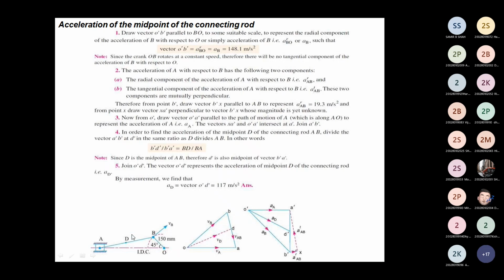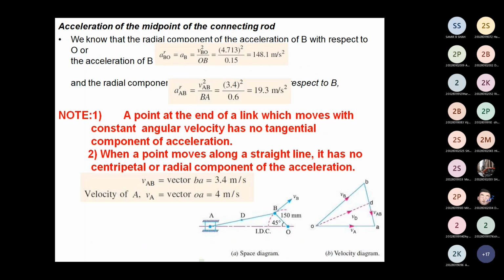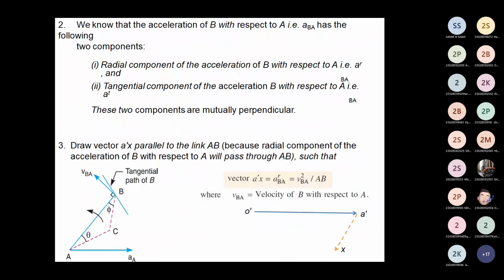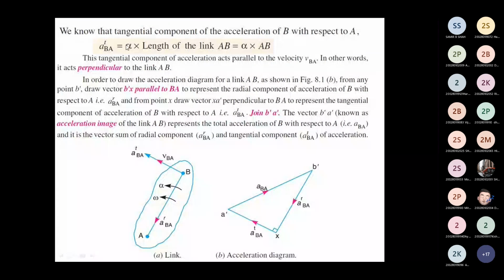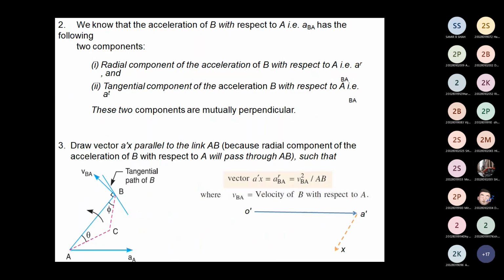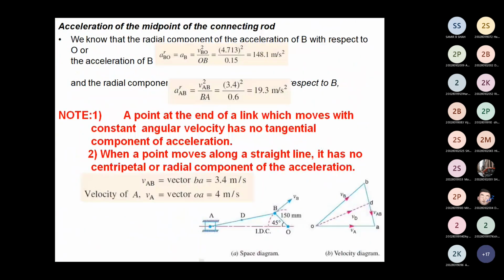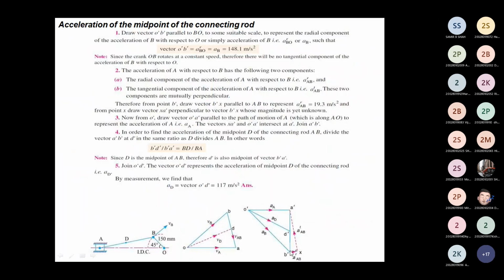Now you have to draw the tangential part, which is perpendicular to the space diagram. We know the end point of the radial part of AB, so B dash X, which is 19.3, gives me X. Now from point X, draw the perpendicular line whose dimension we don't have. We don't know alpha. If we had alpha, we would use the equation alpha into length of the link. But we haven't alpha, so we just have to draw the perpendicular line from point X.